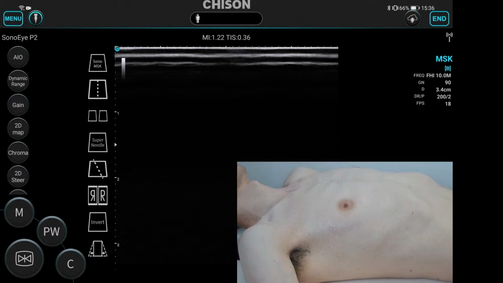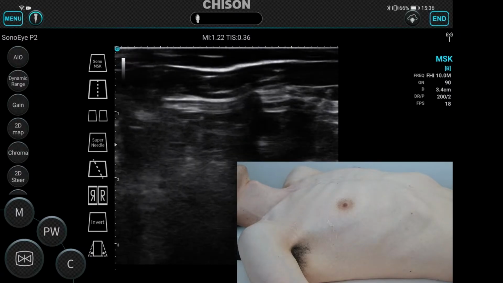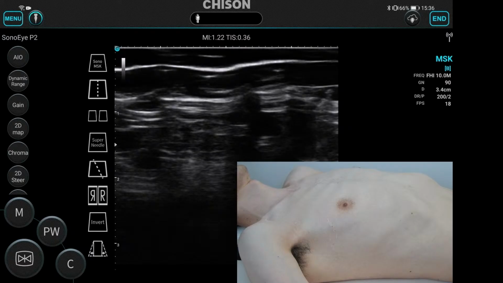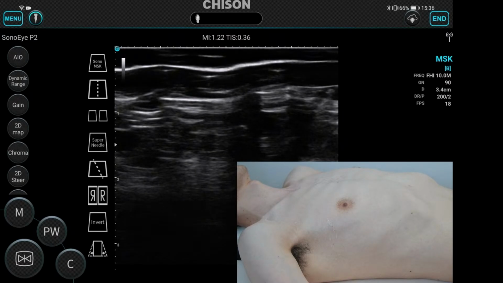Okay, now moving on to the SAP block, serratus anterior block, which is targeting mostly the lateral cutaneous branches of the intercostal nerve from T2 to T9, focusing on any lateral chest wall surgeries, including rib fracture.